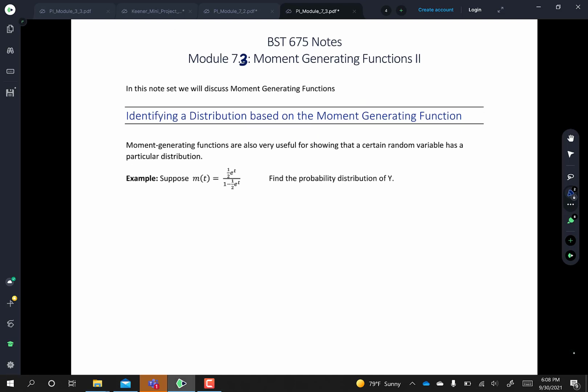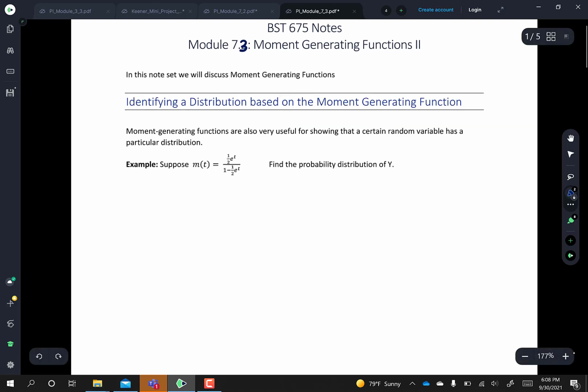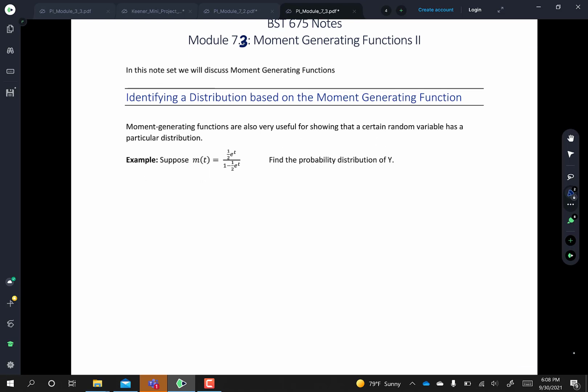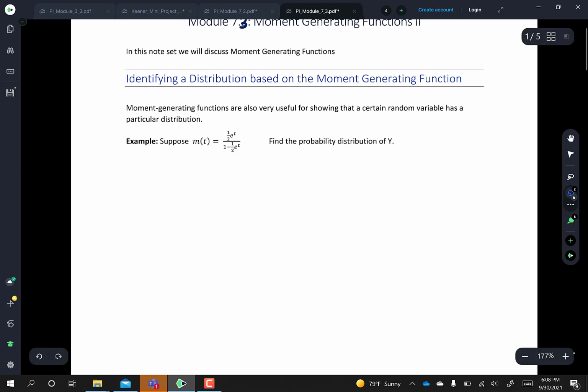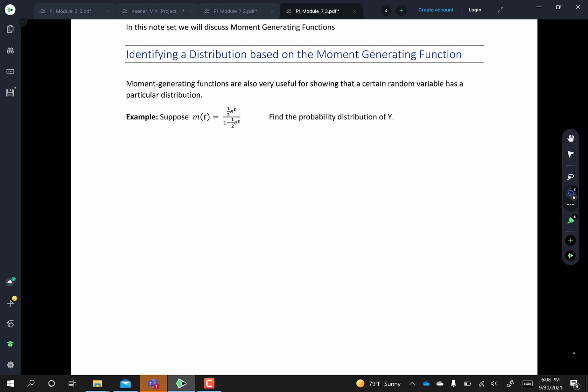This can be very useful if you're not sure what the distribution for that random variable is, but you do know the moment-generating function. And we'll see in a little bit, this can also be really useful when looking at functions of random variables. But suppose that we have a moment generating function here and we want to find the probability distribution of y. What we can do is look at a list of moment generating functions and see if we see one that looks similar, and then from there see if we can figure out what the distribution is.